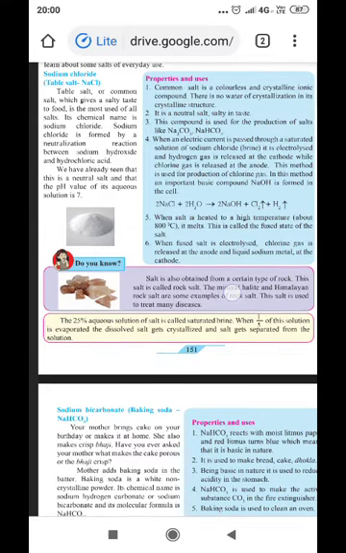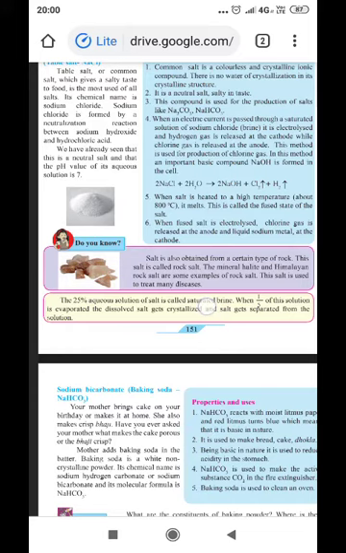When an electric current is passed through a saturated solution of sodium chloride, brine, it is electrolyzed and hydrogen gas is released at the cathode while chlorine gas is released at the anode. This method is used for the production of chlorine gas. In this method, an important basic compound NaOH is formed in the cell, and it is represented in the form of a chemical equation as 2NaCl plus 2H2O. NaCl is sodium chloride, H2O is water. And the products formed are sodium hydroxide, that is 2NaOH, plus chlorine gas, that is Cl2, and hydrogen gas, that is H2.